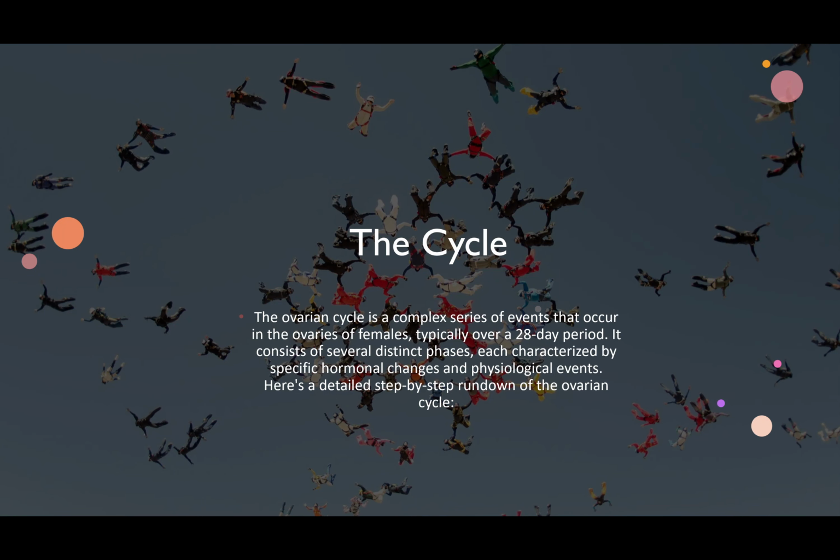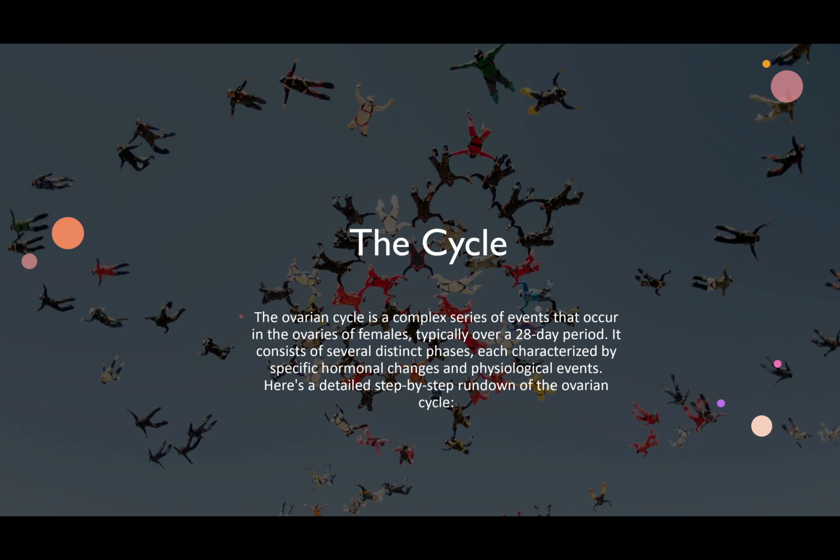So the ovarian cycle is a complex series of events that occurs in the ovaries of females, typically over a 28-day period. Notice that these are generally ranges, so each person is different. Somebody's cycle could be 22 days, somebody's cycle could be 30 days. Some people's cycles do not come because of endometriosis or other causes. Cycles change. Right? The endometriosis would be from the uterine cycle.